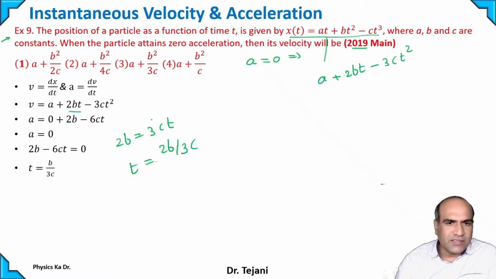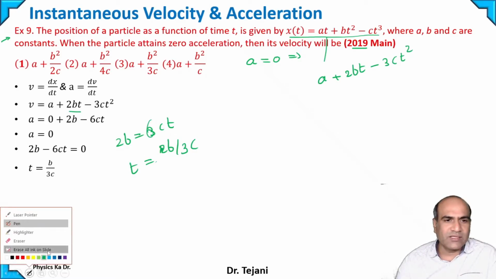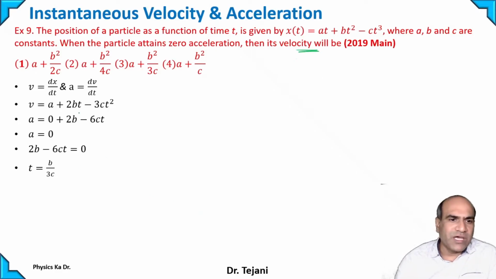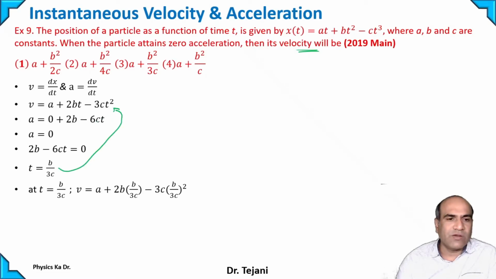It is 6, I think it is 6, right? So 2 is cancelled. Do not make such a mistake. So now what we need is velocity. We have the time t at which acceleration is 0, put the value here in terms of velocity.